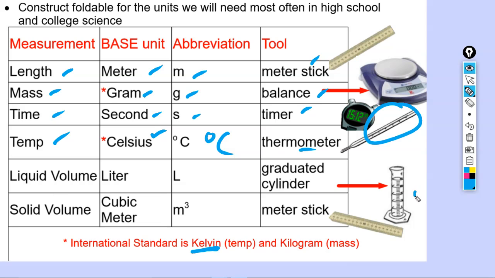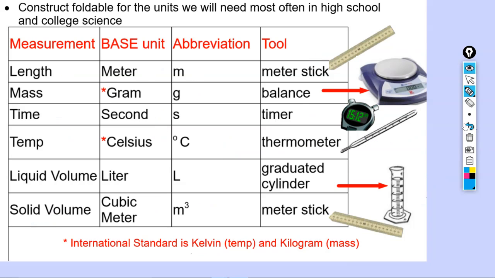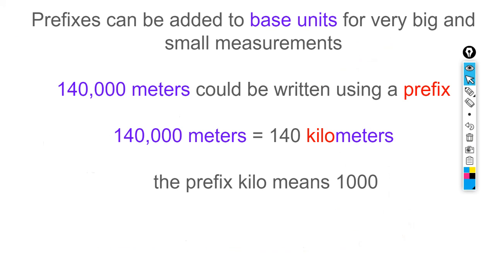All of our graduated cylinders and beakers, though, report liquid volume in milliliters, and we're going to talk about that in a minute. What the heck is a milliliter? That's the purpose of this video, getting familiar with those metric prefixes. And finally, solid volume is measured in cubic meters, symbol M cubed, with a meter stick. So this is all stuff that's going to be on your chapter 1 assessment. So that's the purpose of today.